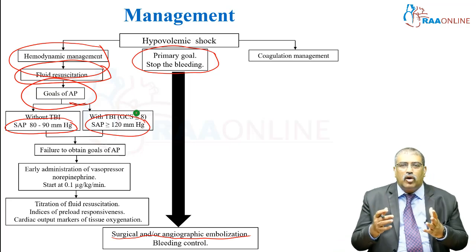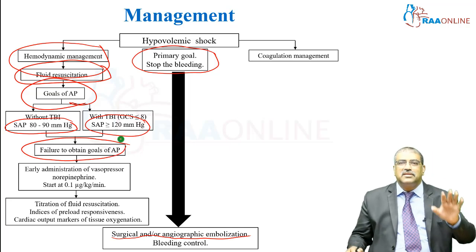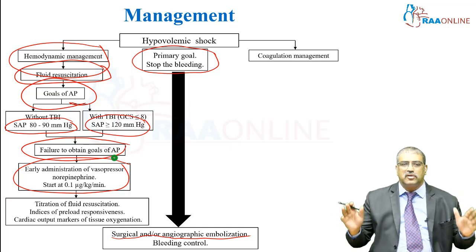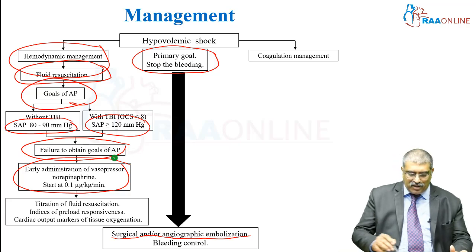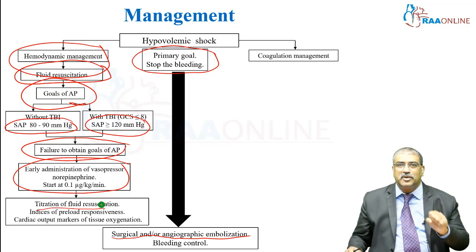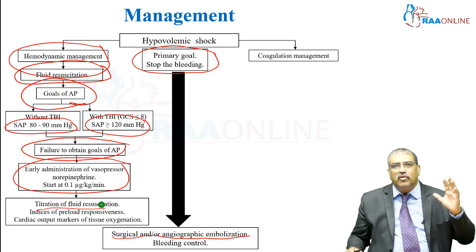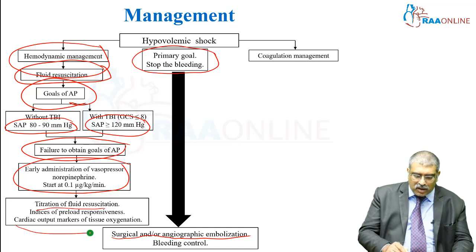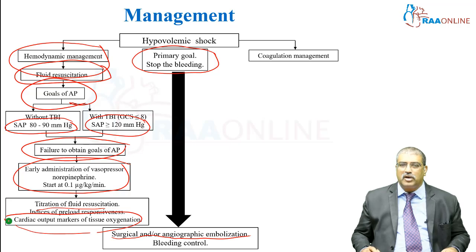If by giving volume you are not able to maintain the arterial pressure, consider a small dose of vasopressor. You can start noradrenaline at a dose of 0.1 microgram per kilogram per minute. Then again you titrate the fluid, look for indices of fluid responsiveness like your stroke volume variation or your IVC diameter. Look for various indices of volume replacement and also your cardiac output monitor. You can look at cardiac output as a marker of tissue oxygenation.